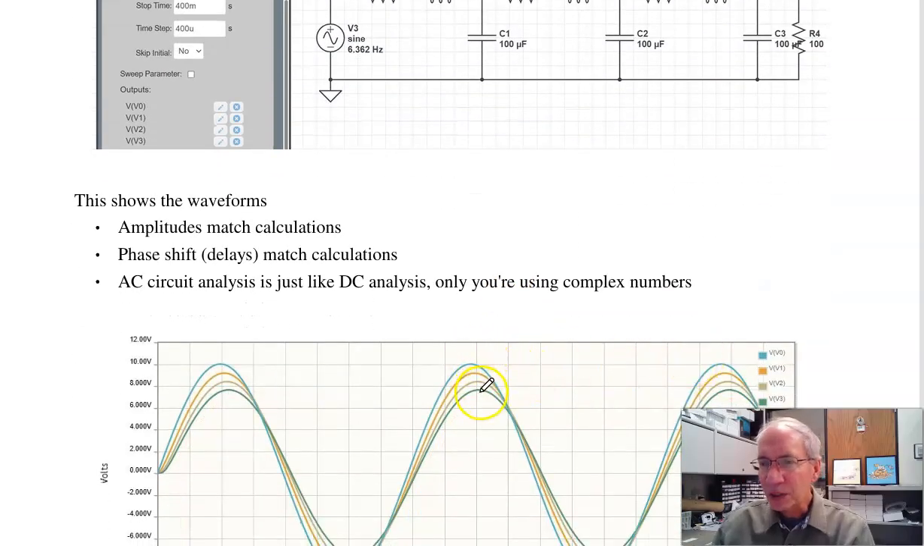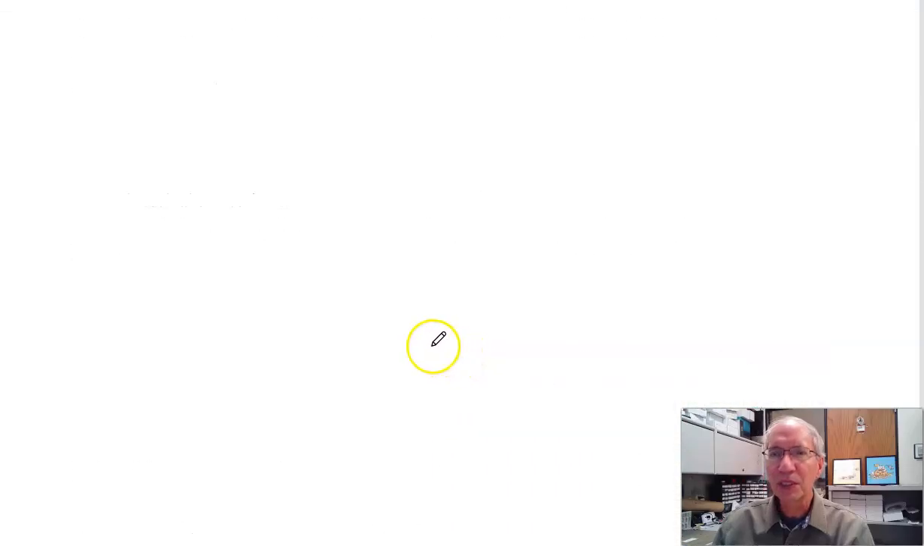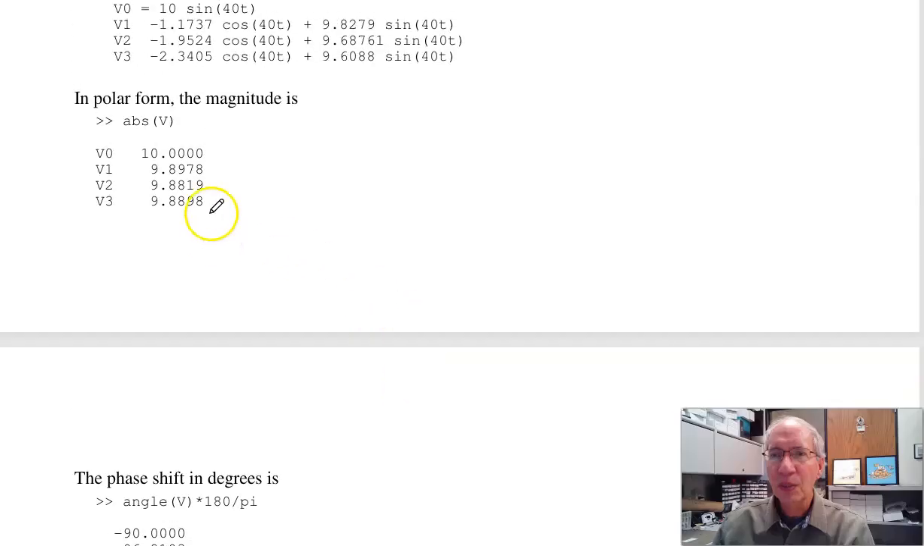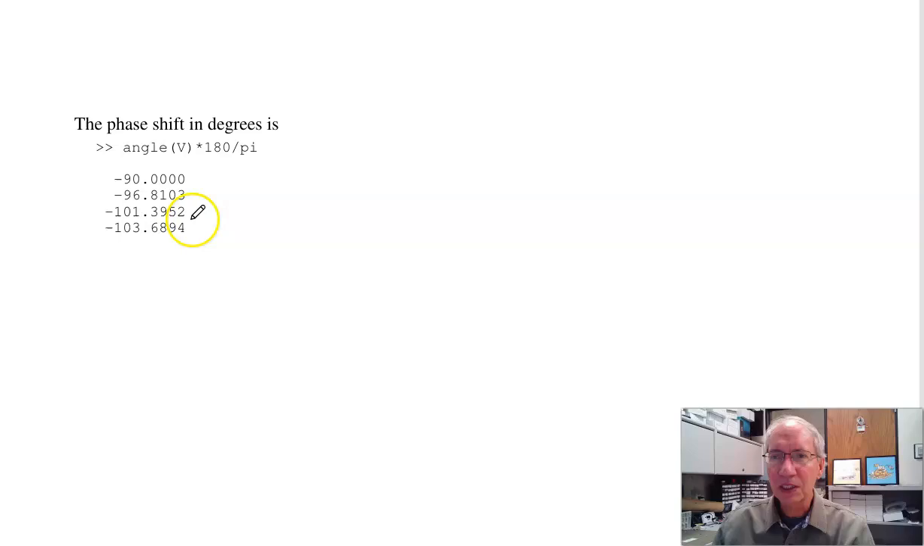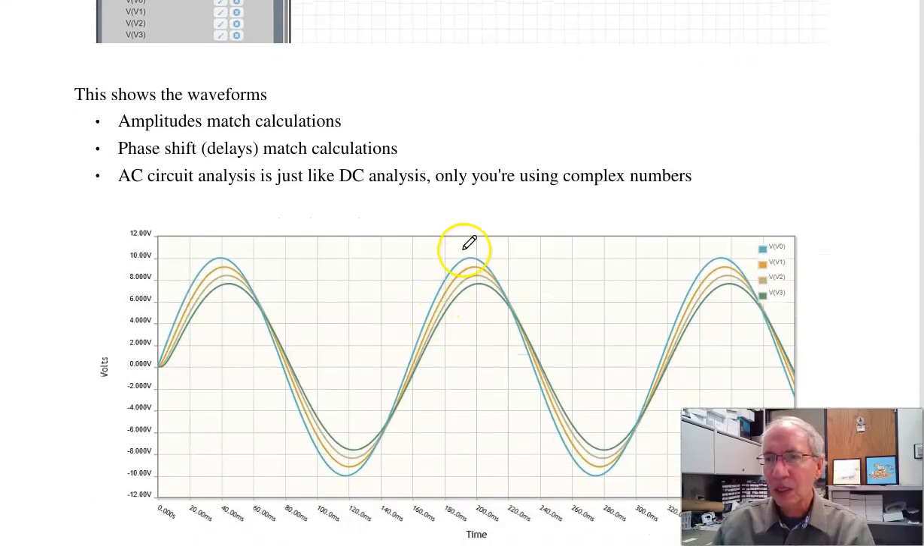You can kind of see the voltages. The peak is the polar form. Those peaks match up with these numbers. The phase shifts are all pretty similar. Here's the input, that's a sine wave, minus 90 degree phase shift, and the other ones have a slight shift in time as well. So this is minus 90, here's minus 103 degrees.